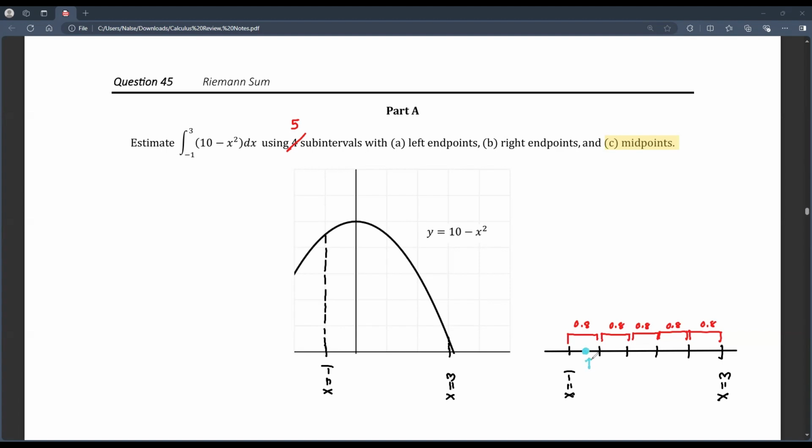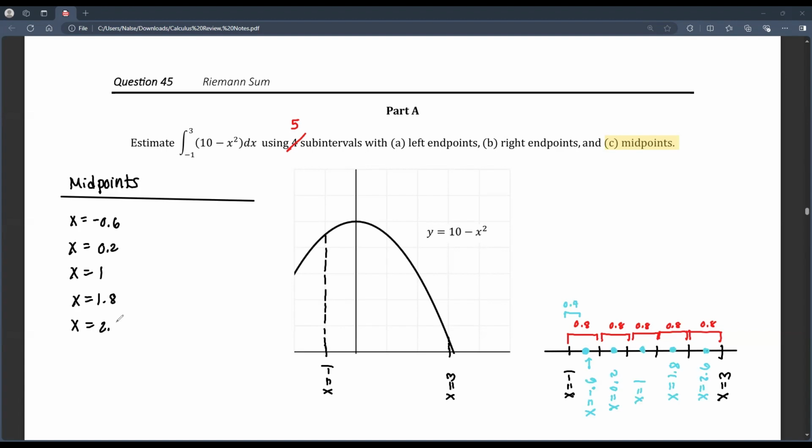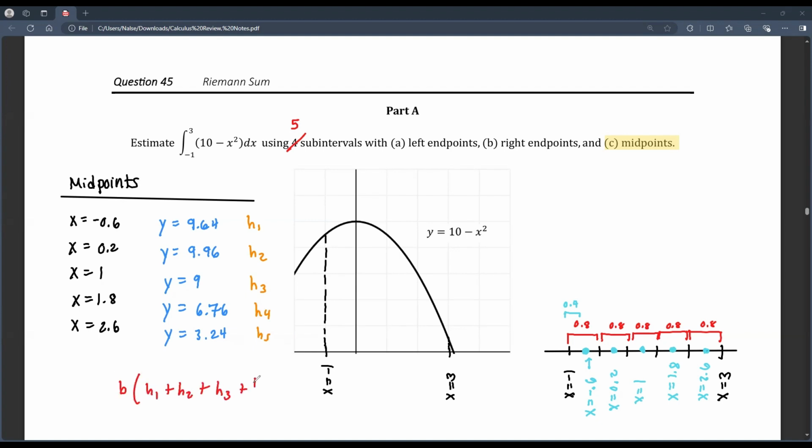However, we will need to work our way a half step into each subinterval to find our midpoints. Here are the midpoints to our subintervals. We now need their respective y values. To find each y value, plug x into the equation 10 minus x squared. Remember that these y values establish the height of each rectangle. We are now in a position to calculate every rectangle's area. It is the sum of these areas that gives us the midpoint approximation. Adding all 5 areas together gives 30.88.